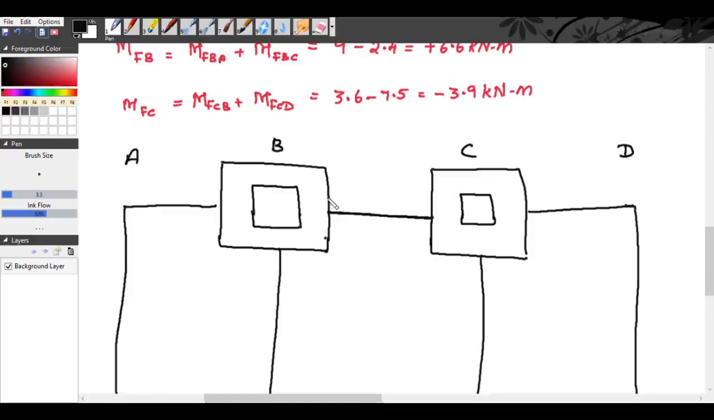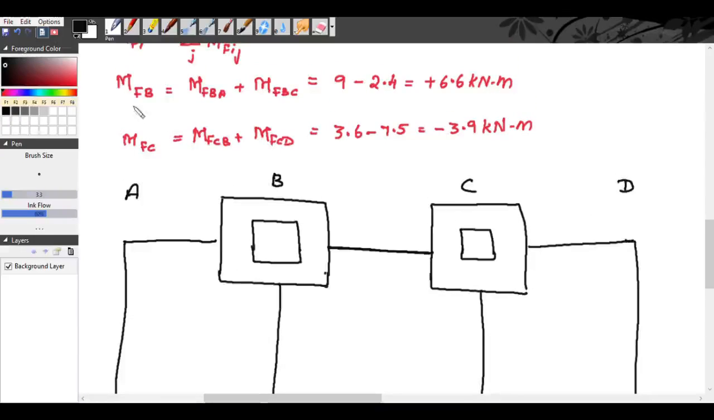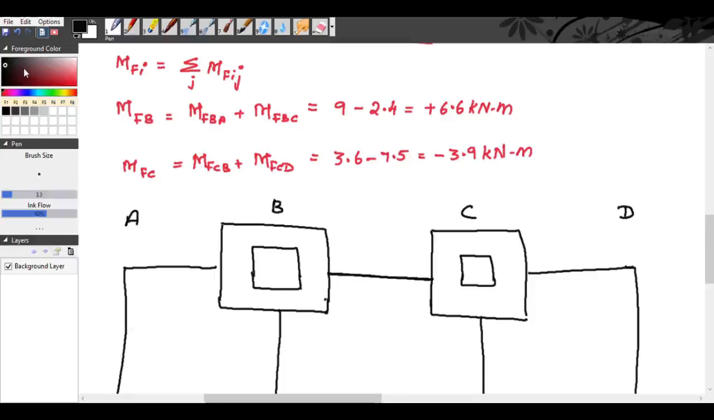Now in the smaller boxes we have to write the restrained moments. So MFBA is plus 6.6, we will write plus 6.6. MFCD, another support, is minus 3.9. We will write minus 3.9. And now we will write the other fixed end moments.